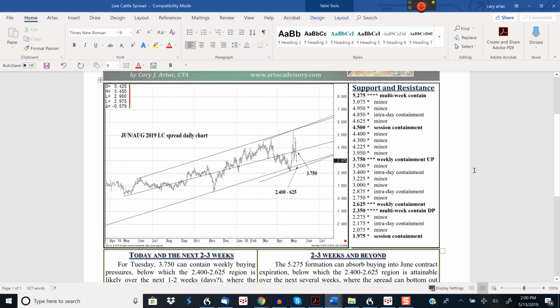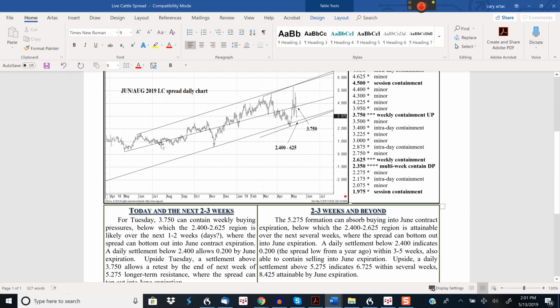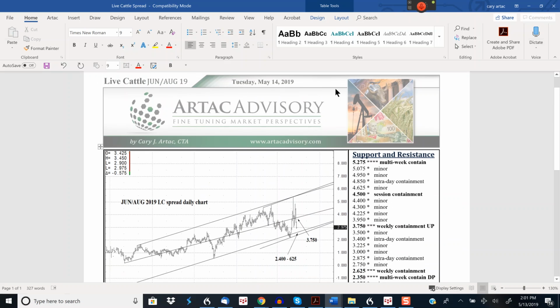And this is an area that can absorb selling. It's a target. It can absorb selling through into June expiration, actually. And once we test this lower area, we can rally, possibly back to 527 half. But if we close below 235 even, then this low way back a year ago, which is 0.200, would be anticipated by June expiration. So there's that.